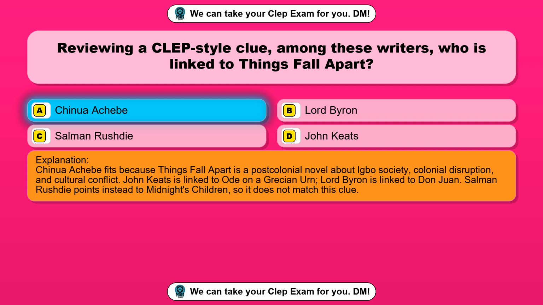Chinua Achebe fits because Things Fall Apart is a post-colonial novel about Igbo society, colonial disruption and cultural conflict. John Keats is linked to Ode on a Grecian Urn, Lord Byron is linked to Don Juan. Salman Rushdie points instead to Midnight's Children, so it does not match this clue.